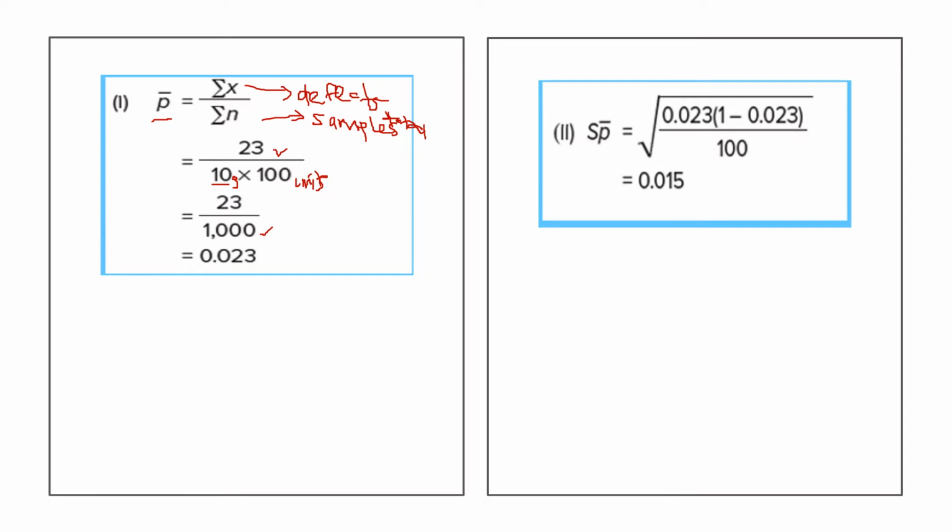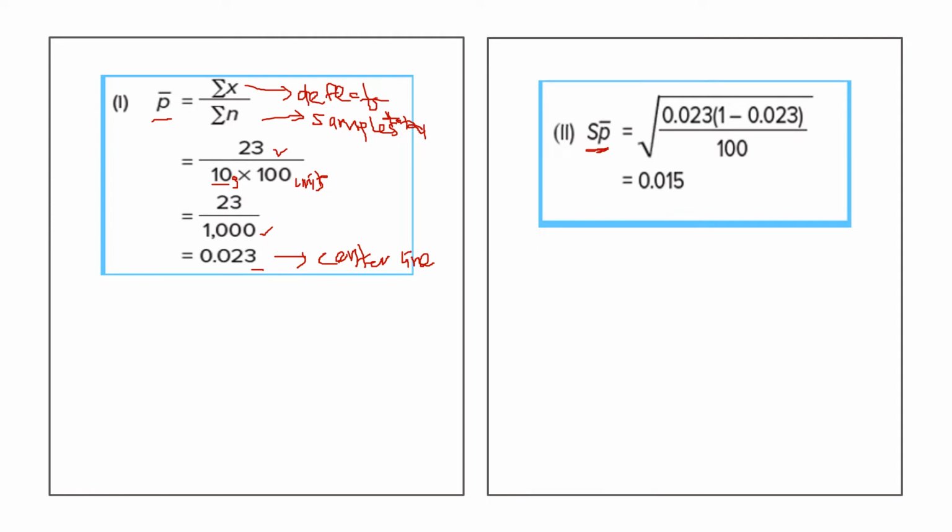So the P bar is 0.023. So the P bar here is to be used as a center line. Okay, center line on the graph. So on the graph later, P bar will be drawn in the center. So once we have calculated the average fraction defective, step number 2 is to calculate the standard deviation.